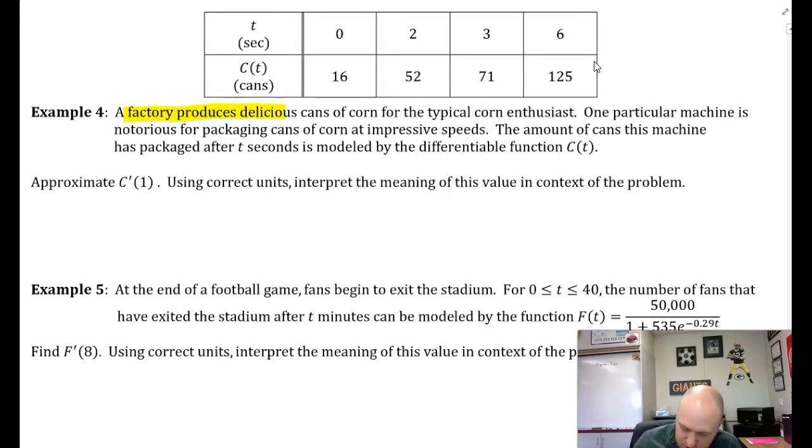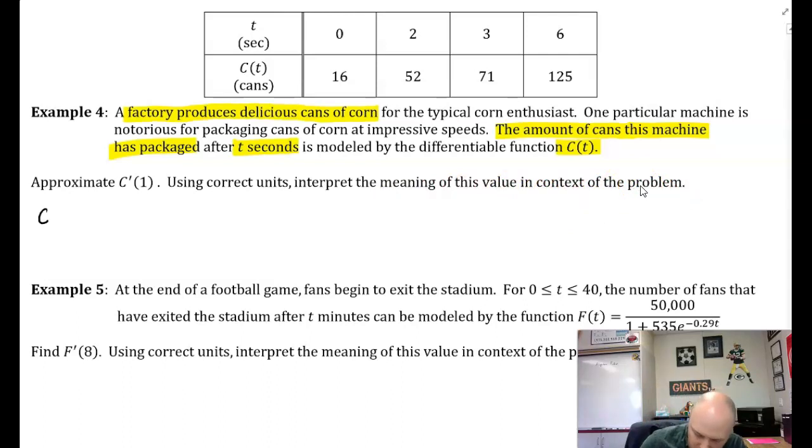A factory produces delicious cans of corn for the typical corn enthusiast. One particular machine is notorious for packaging cans of corn at impressive speeds. The amount of cans this machine has packaged after t seconds is modeled by the differentiable function c of t. Part 1, it says approximate c prime of 1. Then, using correct units, interpret the meaning of this value in context of the problem.